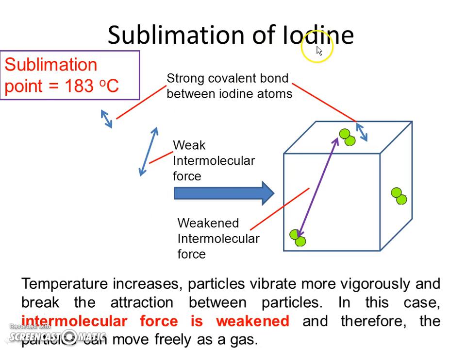For the sublimation of iodine, the sublimation point is 183 degrees Celsius, which is a lot lower than those of giant ionic structures. In order to separate the molecules of iodine so that they can move freely, what we need to break is the weak intermolecular force. The strong covalent bond in between is not broken. So when temperature increases, particles vibrate more vigorously and break the attraction between particles. In this case, the intermolecular force is weakened instead of the strong covalent bond, and therefore the particles can move freely as a gas. Since the intermolecular force is a lot weaker than strong chemical bonds, the energy required, that is the temperature, should be a lot lower than those of giant ionic structures.